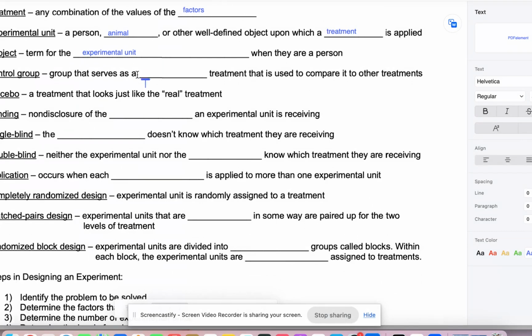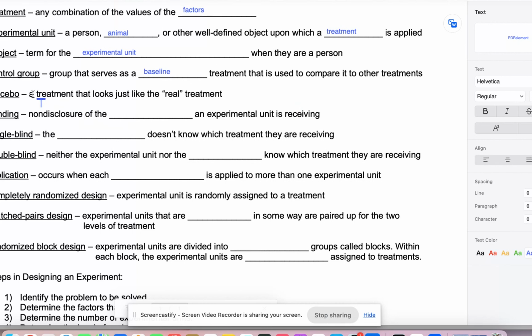Within the experiment, we have a control group. That is the group that essentially serves as a baseline treatment used to compare it to other treatments. So the control group is typically not receiving the medication or the diet or whatever it is that we are varying in the factors.